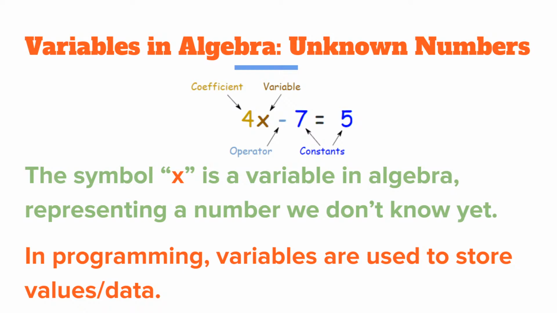So variables. In algebra, we know that a variable will represent a number that is unknown. When we use variables in programming, essentially what we use them for is storing data. As you can see over here, in this example, we have the variable in the algebra form, and we have these coefficients, operators, and constants. These are all technical terms, and they can also be translated into programming, but right now we're only going to be focusing on that variable.